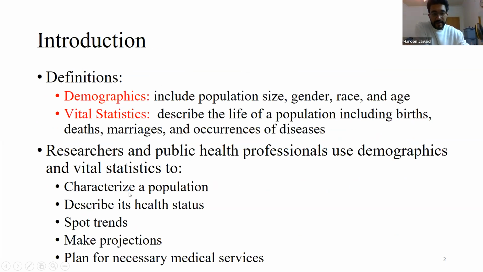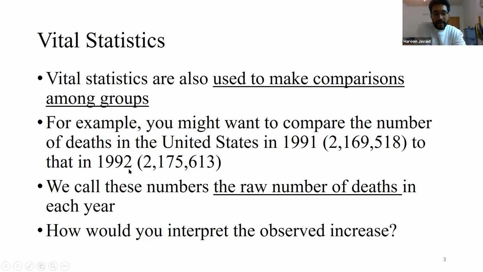So you need to know vital statistics are used for these 4 things that characterize the population. Spot trends is most probably going to be an MCQ, so just memorize all of these, or at least know to differentiate which one is not included. Make comparison among groups.